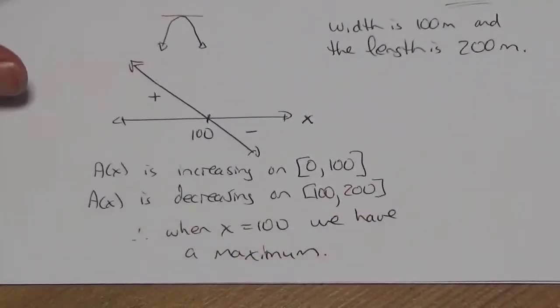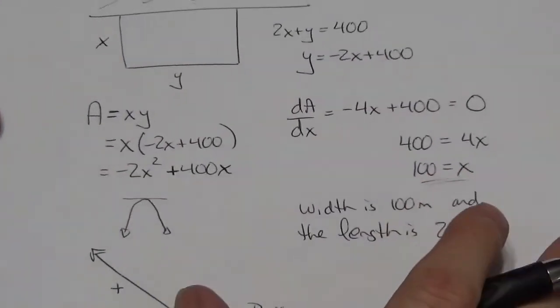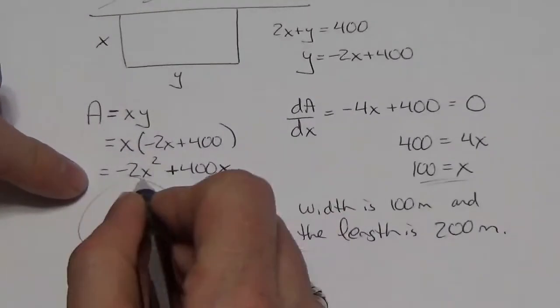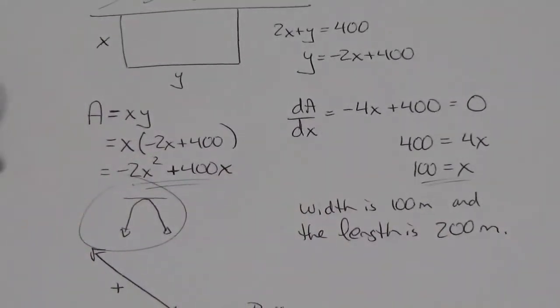Okay. Now in this particular case, I knew it was going to be a maximum before I did that, because I knew what that graph was going to look like. I already had an understanding of what that parabola was supposed to look like, so I didn't really need to do that.